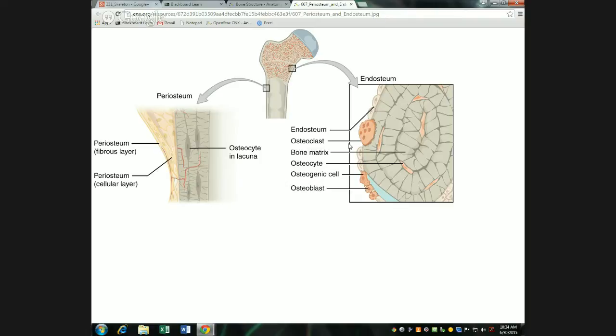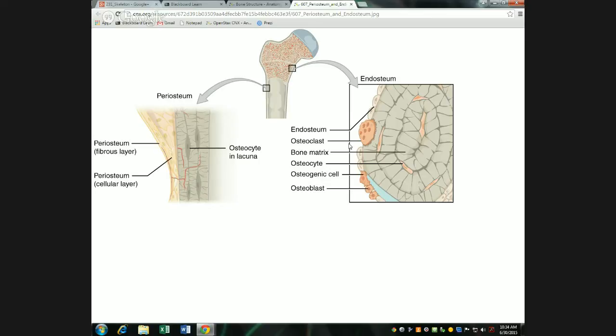Osteogenic cells give rise to osteoblasts, which eventually mature into osteocytes. They're all related to each other. Osteoclasts are completely different cells. It's been discovered somewhat recently that they're related to white blood cells. What osteoclasts do is they break down bone matrix. So osteoblasts make bone matrix and osteoclasts break it down.